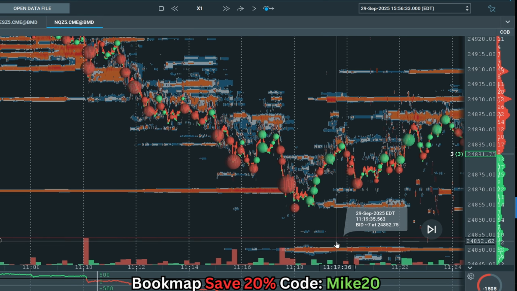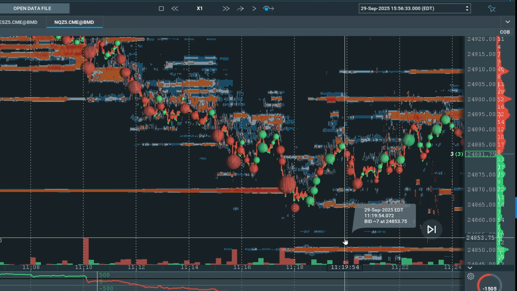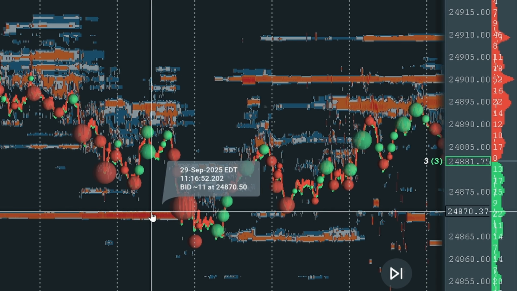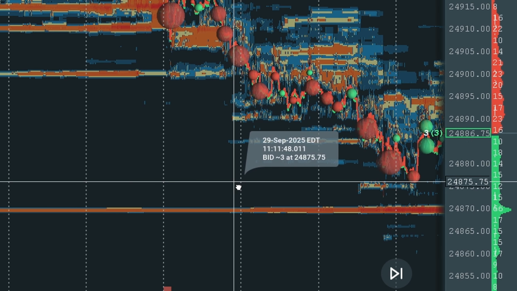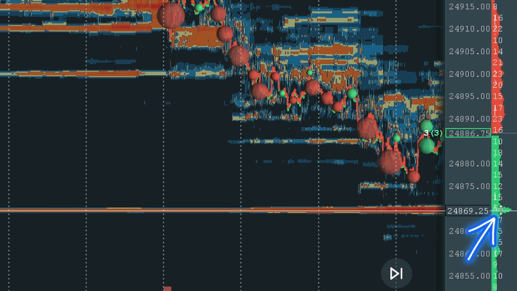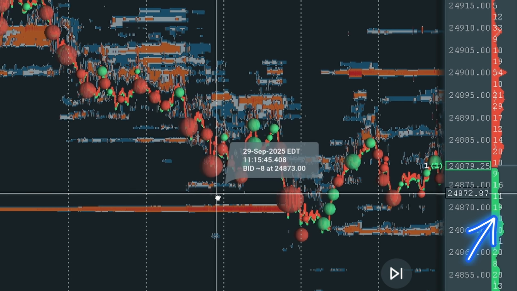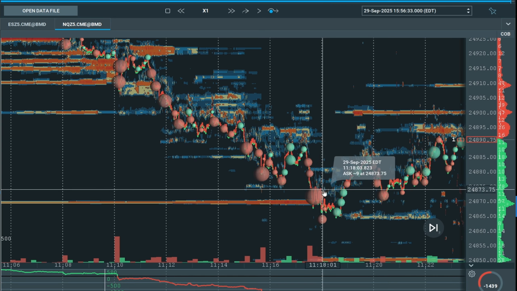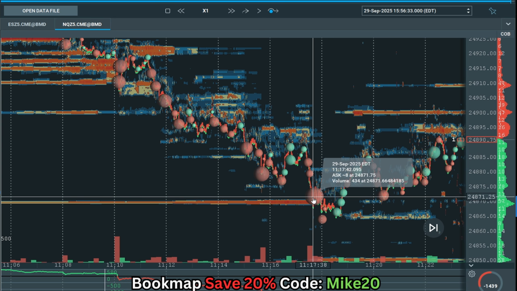So now I'll fast forward real quick down to about 11:18 in the morning. Notice we have this liquidity right here, which is going to be criteria number one. And if we look, we actually have 66 contracts on the books at that level, roughly 24,870. Now notice, as we come into that level, we have a large bubble. That's showing us that sellers got aggressive into that move.